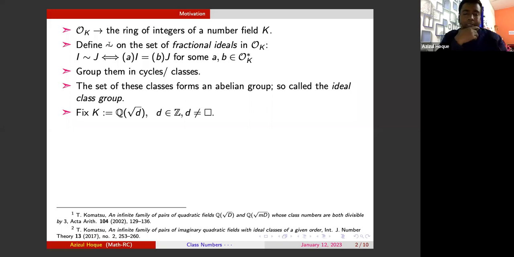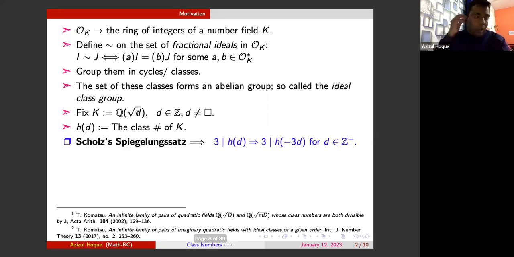So here I fix the field K equal to Q(square root of d), where d is not a perfect square. So this is a quadratic field, and h_d means the class number of it. This lecture is mainly motivated by Scholz's principle. It's a consequence of Scholz's principle: 3 divides the class number of Q(square root of d) implies 3 divides the class number of Q(square root of minus 3d). So one is a real quadratic field, and that implies the divisibility for the imaginary quadratic field.